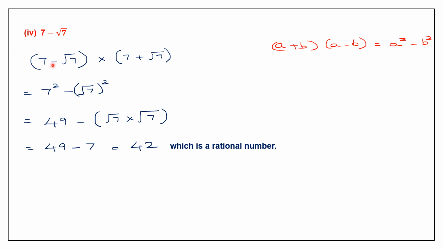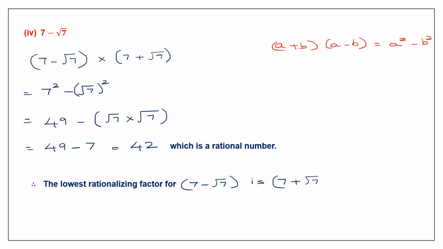So the rationalizing factor which gave us this number 42 is 7 plus root 7. So we can say therefore the lowest rationalizing factor for 7 minus root 7, this is a question, the lowest rationalizing factor is 7 plus root 7. So like I said, you can directly write the answer. It's just the opposite. You just have to change the sign. Can you see? Now you can write the answer directly if the marks are just 1. But if more marks are allotted to a question like this, you have to show all these steps.